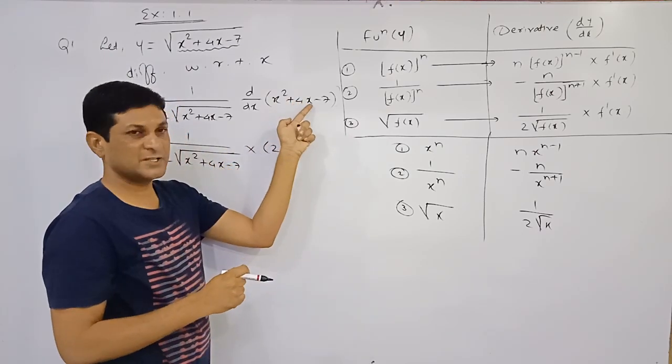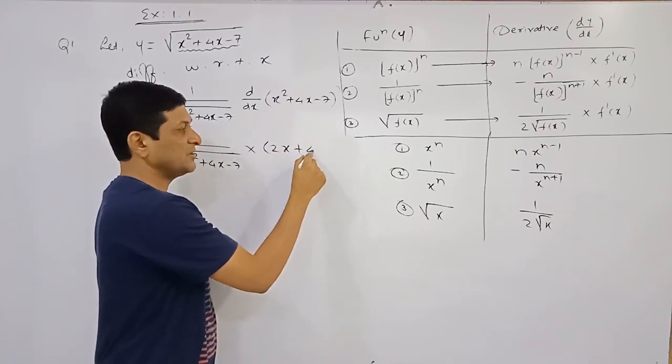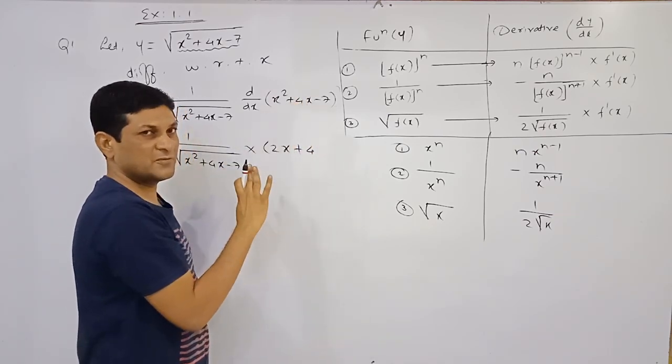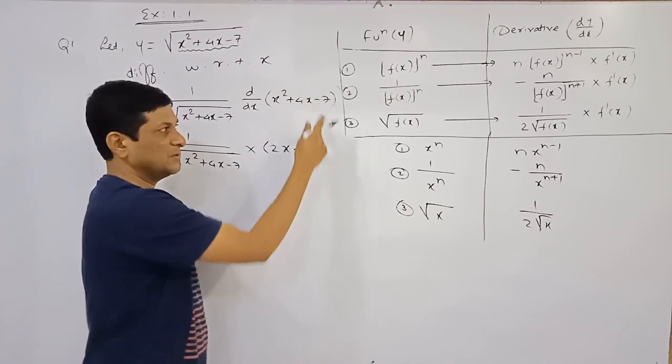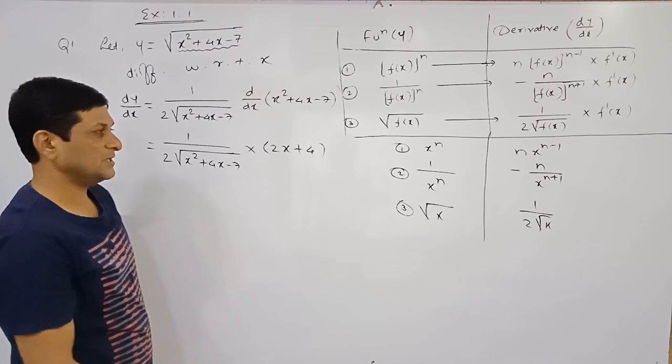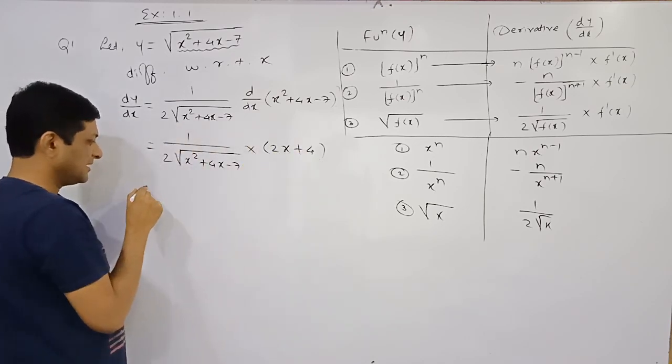What is derivative of 4x? Just now we have seen that whatever may be the coefficient of x will be its derivative. So what is the coefficient of x here? 4. 4 will be its derivative. And lastly, derivative of a constant term is 0, so not necessary to write 0 here. Now 2x plus 4 into 1.